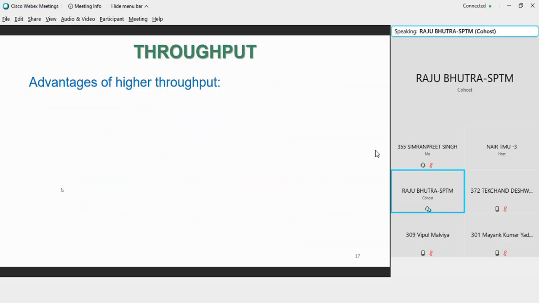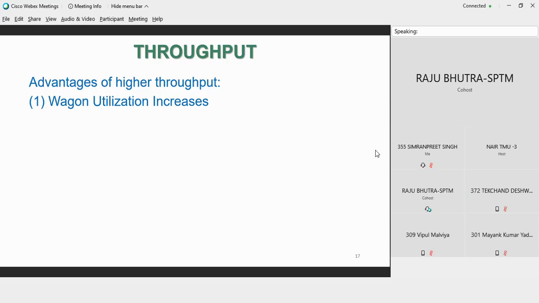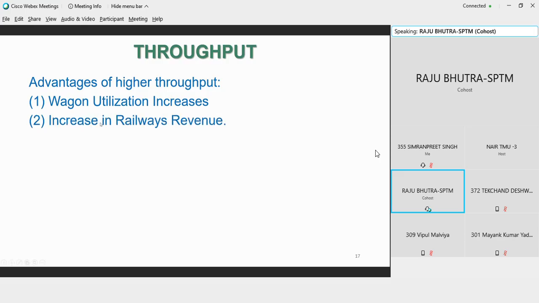Now, what are the advantages of higher throughput? Wagon utilization increases. If we are able to achieve higher throughput, our wagon utilization will increase. We are able to carry more number of wagons in a day through a section. Then there will be increase in railway revenue, as our net ton kilometer, if it increases, then our railway revenue will also increase.